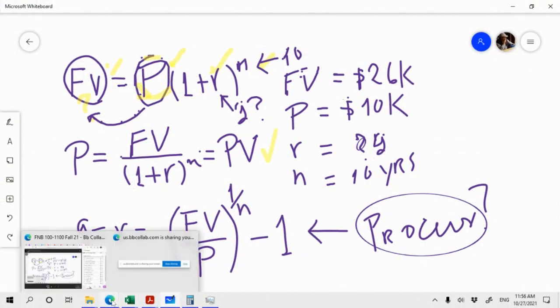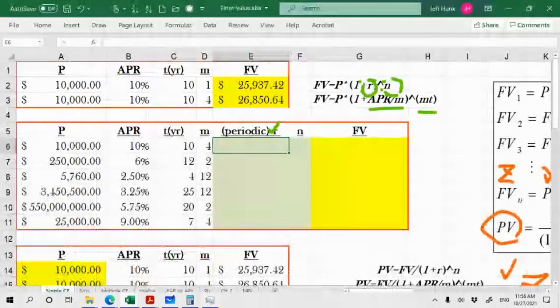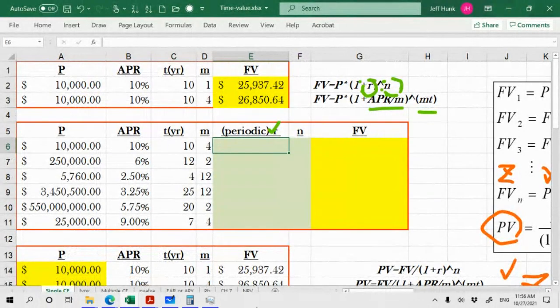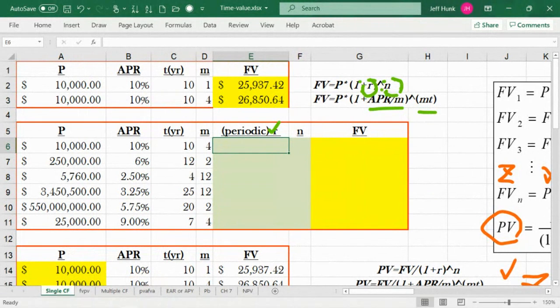So we don't have to ditch those symbols. We can still utilize those symbols. So if we use them, what is R and what is N? R is the periodic rate. N is the actual number of compounding.